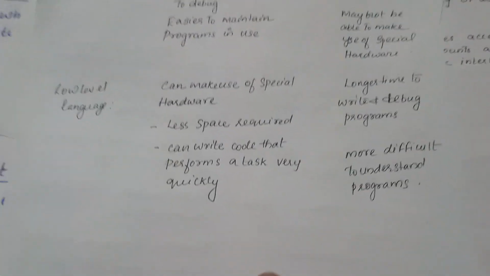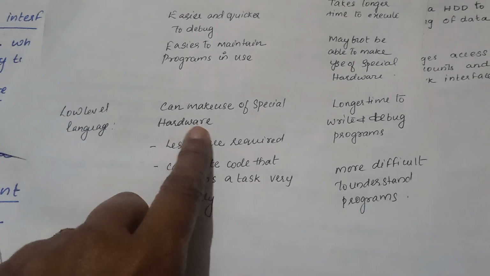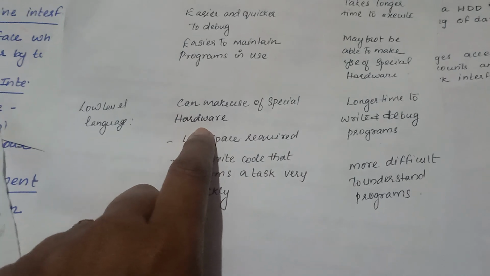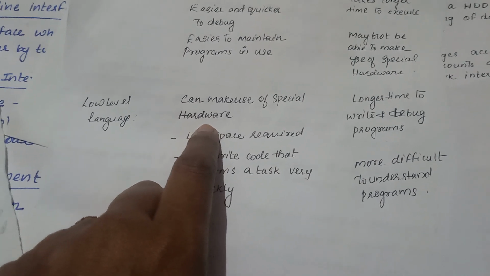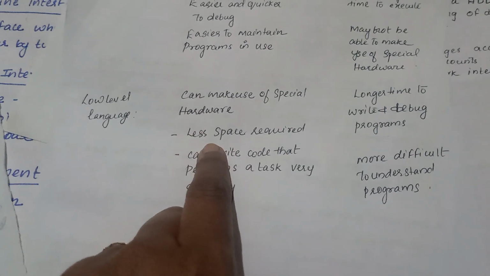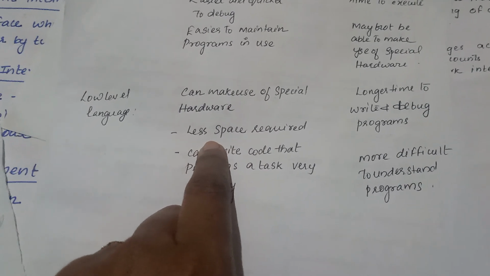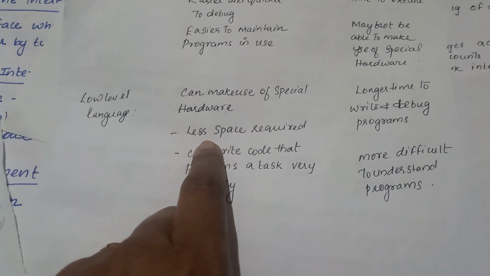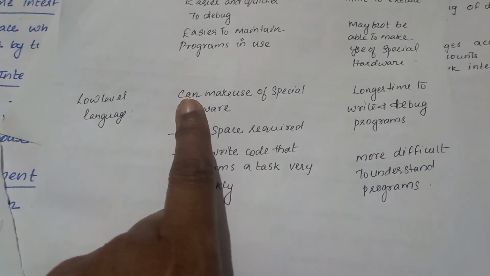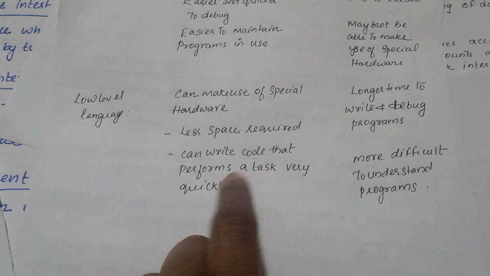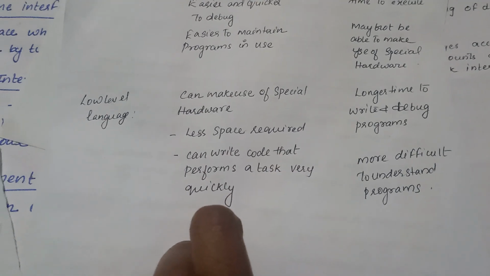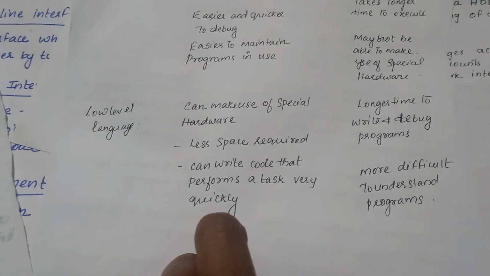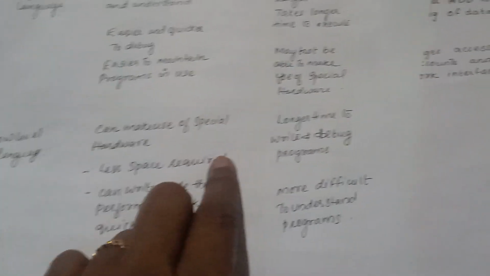language. In low level language, it can make use of special hardware because you are writing a program after understanding the architecture and hardware of the computer. Low level language will be either machine code or assembly language, so less space is required than high level language, and it can write code that performs a task very quickly. That means you are writing in machine code, it performs a task very quickly compared to high level languages.